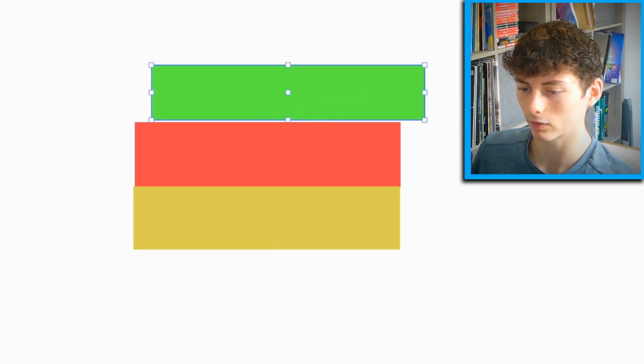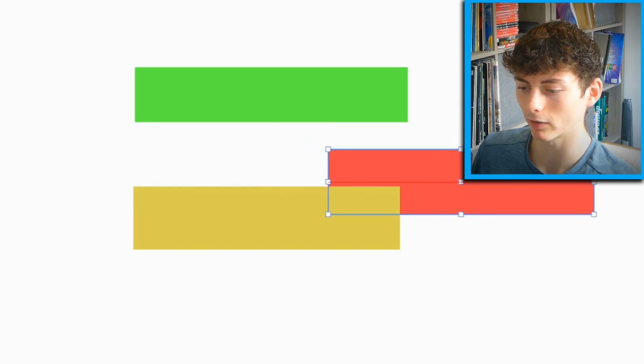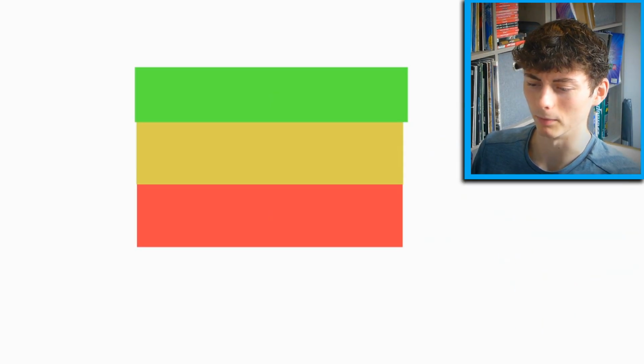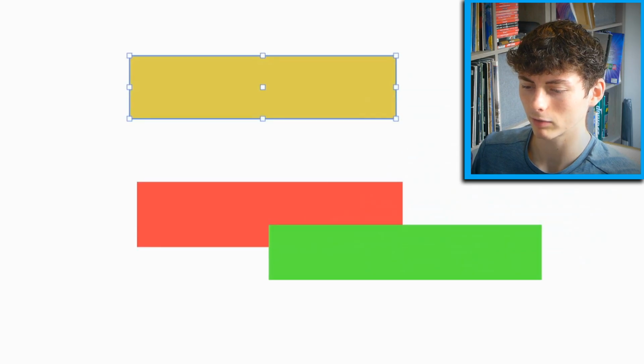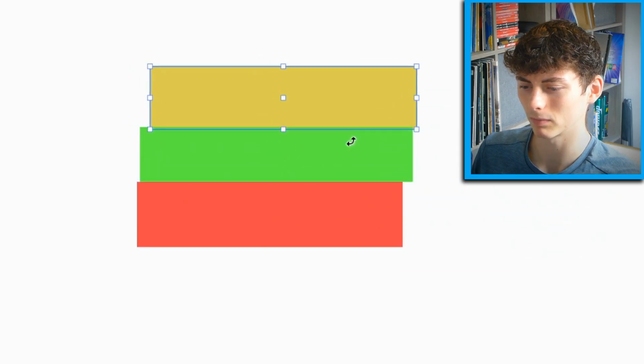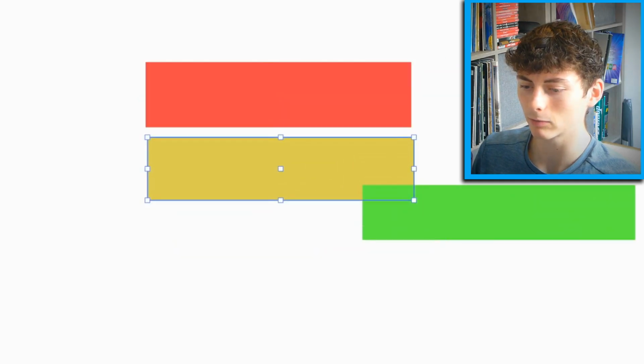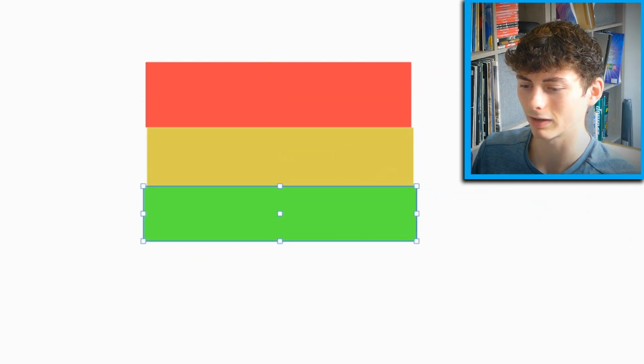Let's try green at the top. No, that just looks wrong as well. Try red at the bottom. See, that looks kind of right. It's definitely red on the top or bottom. And let's try green in the middle. See, that looks wrong as... Yeah, that's Lithuania. That's completely wrong. I think it must be red on top, yellow in the middle, and green on the bottom.